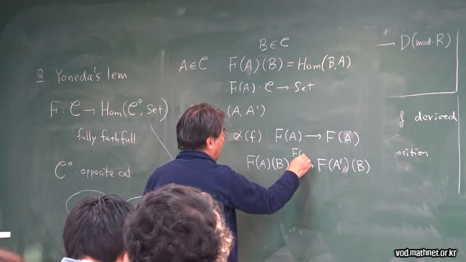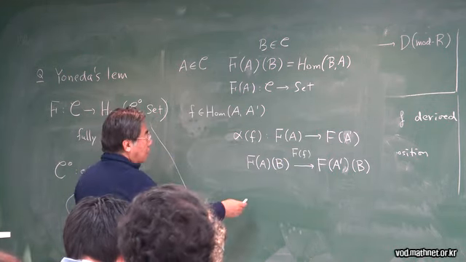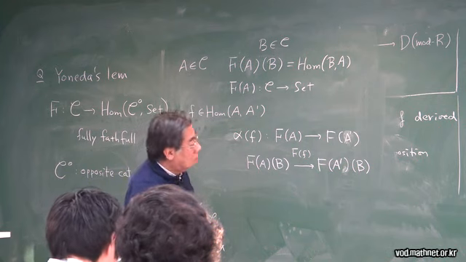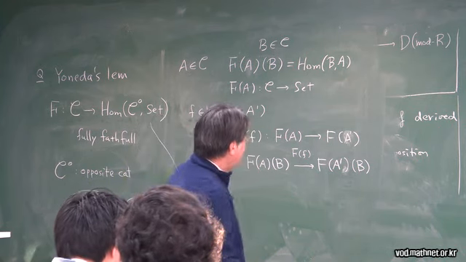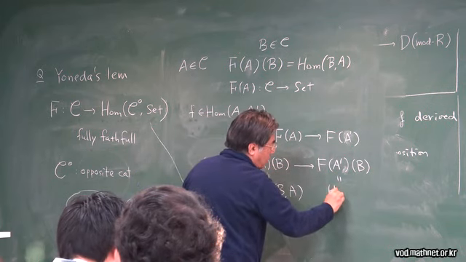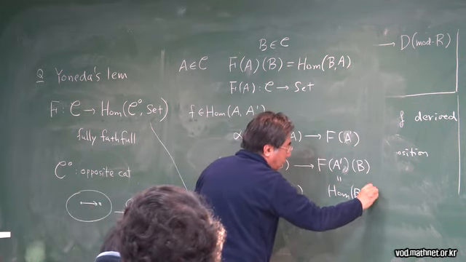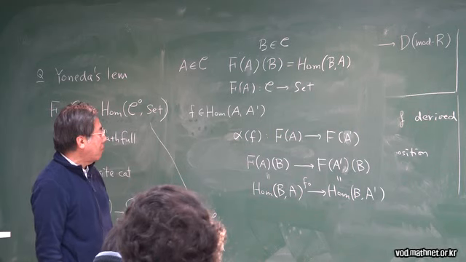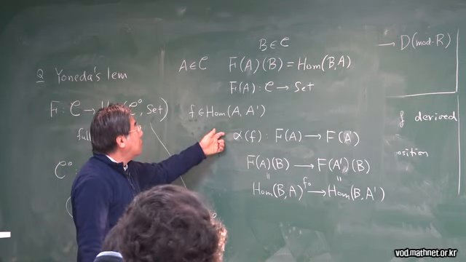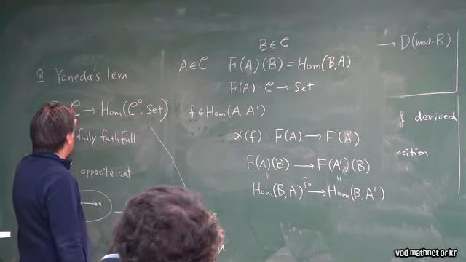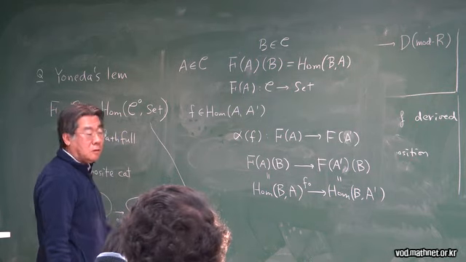Anyway, this is Hom of B, A, and this is Hom of B, A dash, and of course this is given by the composition with f. In this way, you have a morphism of functors, and you have to prove that this is fully faithful.